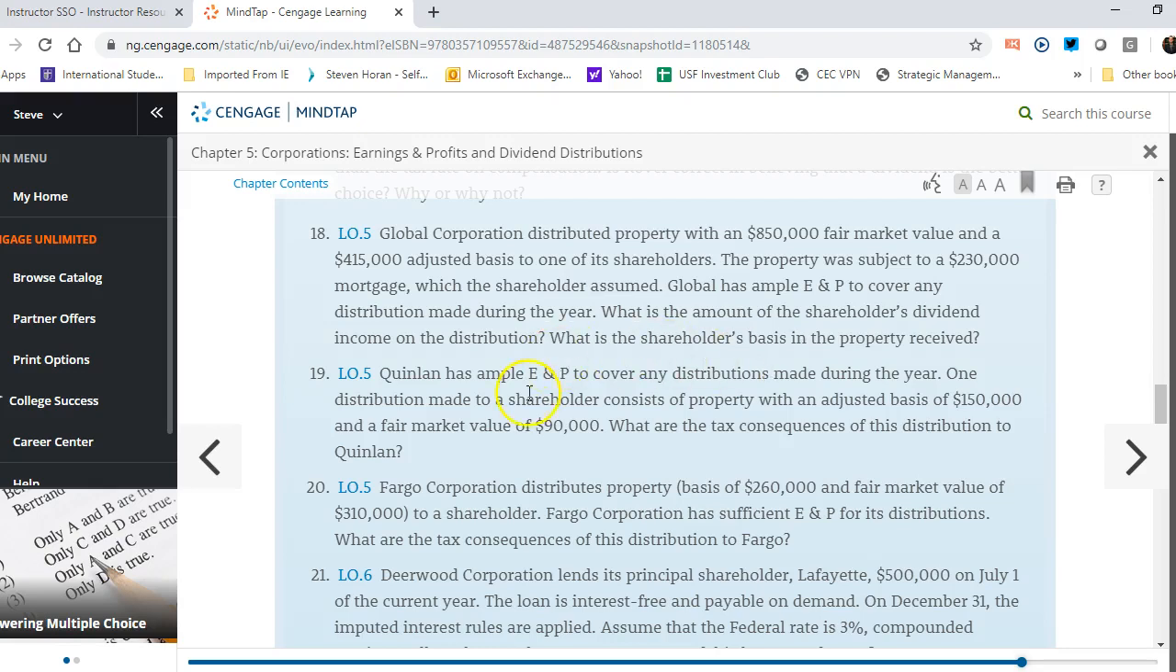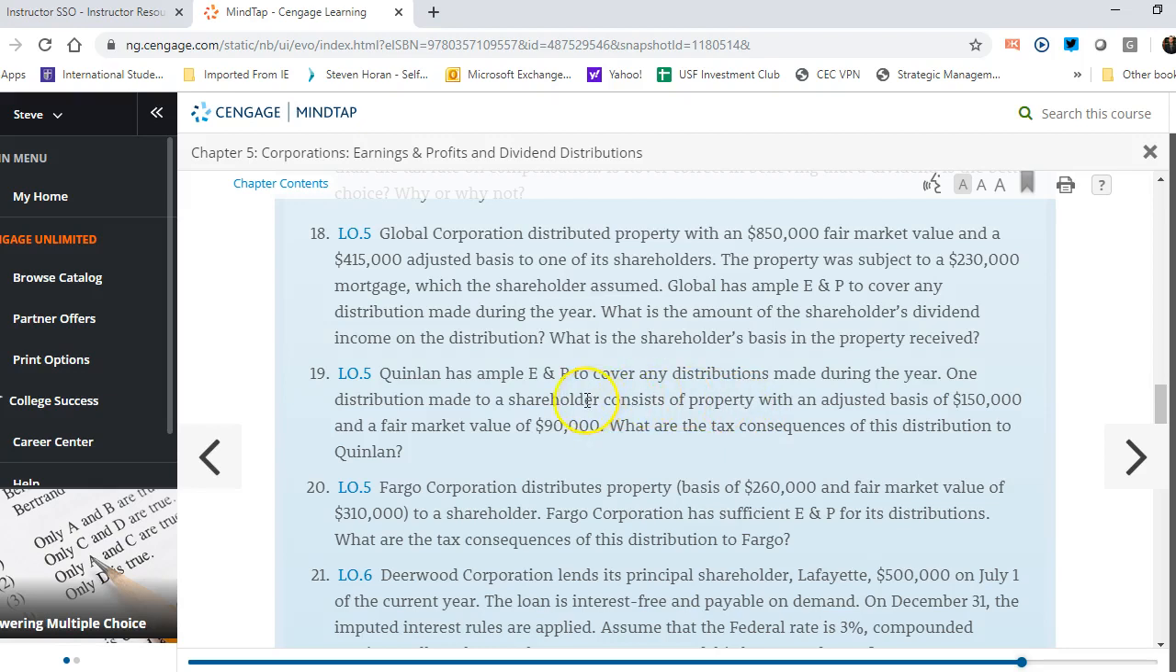Question 19. Quinlan has ample E&P to cover distributions made during the year. One distribution made to a shareholder consists of property with an adjusted basis of $150 and a fair market value of $90. What are the tax consequences of this distribution to Quinlan? And here you have to pay attention to the fact that this property has a built-in loss. Okay, so the basis is $150, the fair market value is $90. So there's a $60,000 loss on this property.